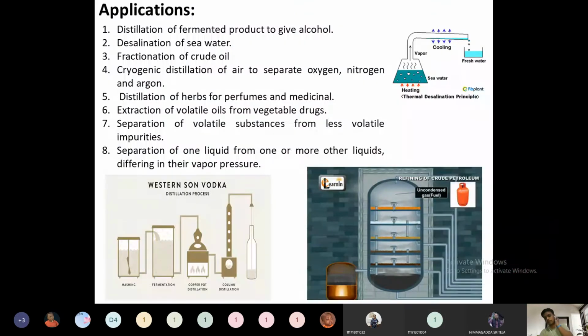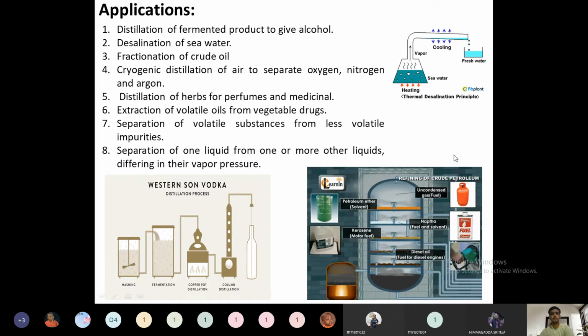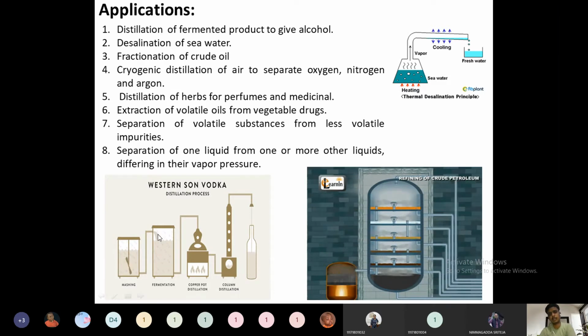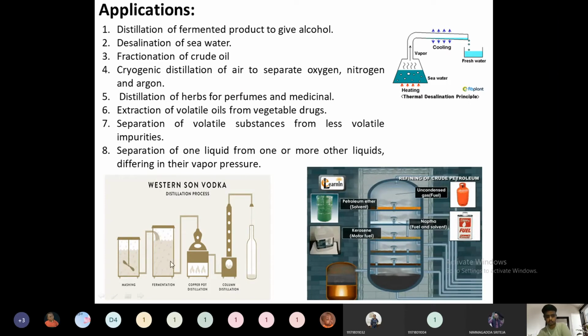What are the applications, or what are the uses for the distillation column? We have to study. The first application among those is distillation of fermented products to give alcohol. The fermentation will be carried out in order to produce alcohols like ethanol. We can produce ethanol from corn or from rice and so on. We can produce the ethanol after fermentation using some bacteria, Pseudomonas bacteria or something. How is the alcohol produced?